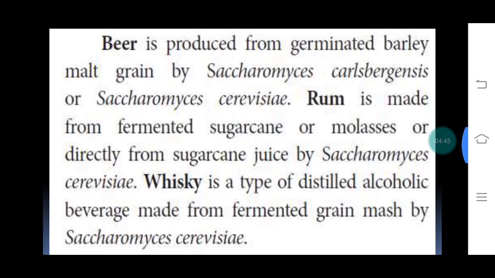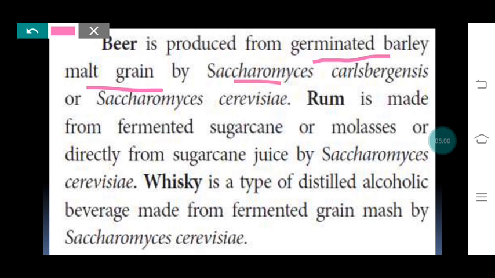Next one, beer production. Beer is produced from germinated barley, malt grain, all these are one mark questions. Okay, germinated barley, malt grain. This is also fermented by two yeasts, Saccharomyces carlsbergensis as well as Saccharomyces cerevisiae.